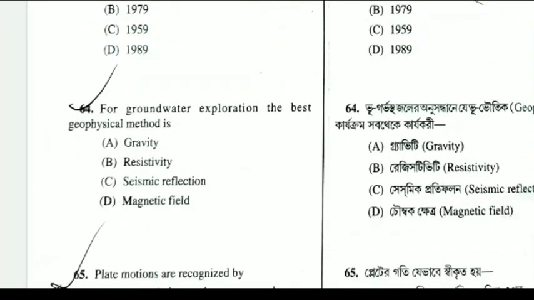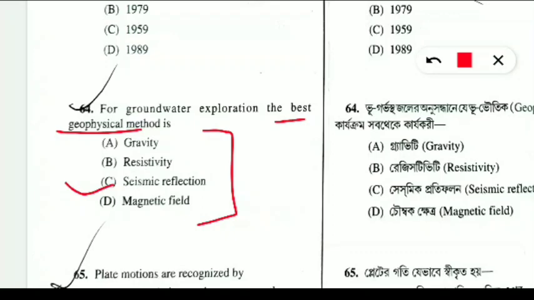Question 64: for groundwater exploration, the best geophysical method is what? I will tell you all these four are methods for groundwater exploration. They are the gravity method, resistivity method, seismic reflection and magnetic field. But it is asking which is the best geophysical method. So here the correct option will be option C. Seismic reflection is the best method to explore groundwater.